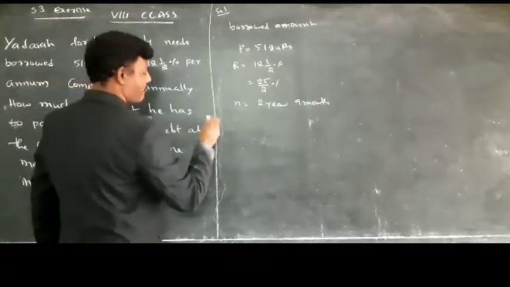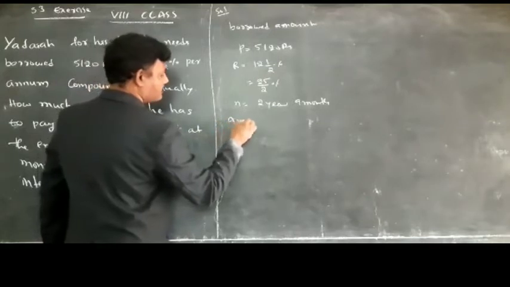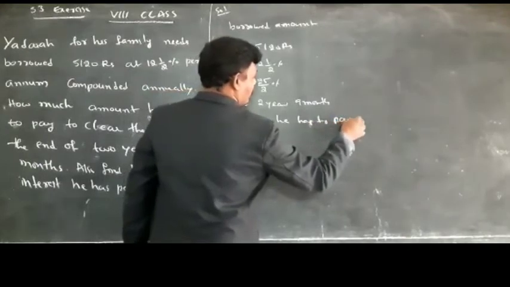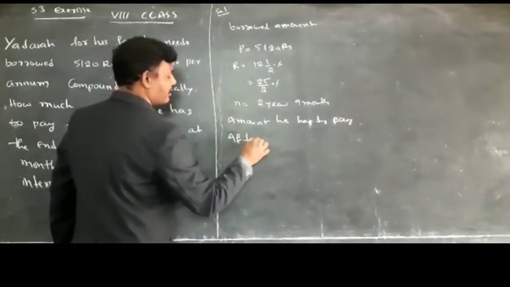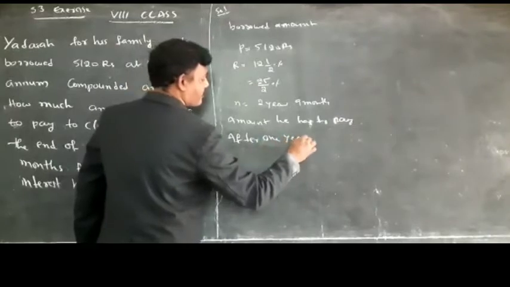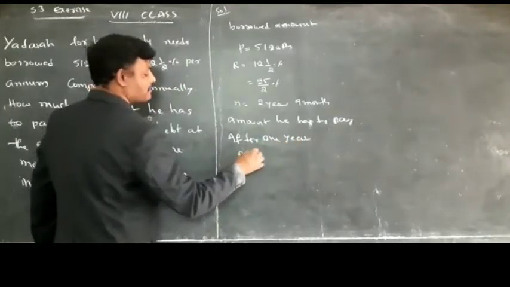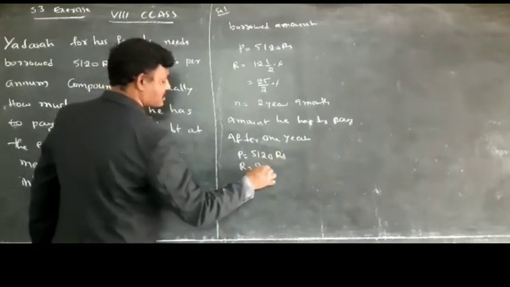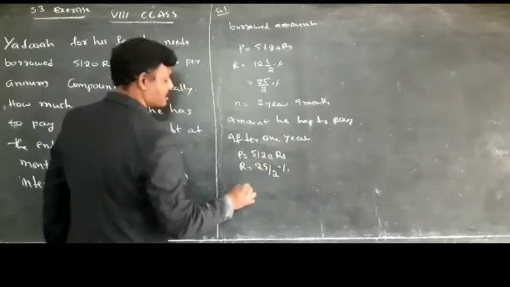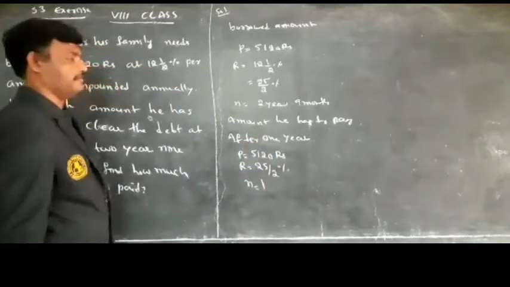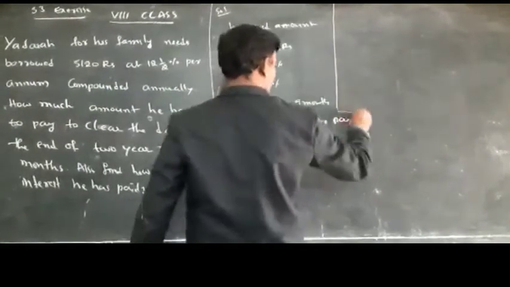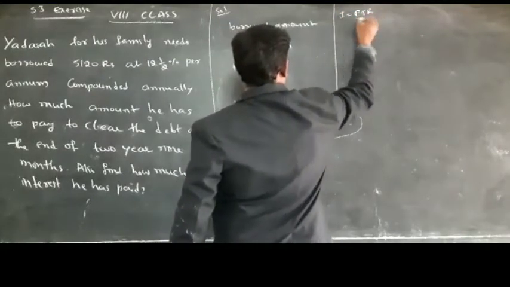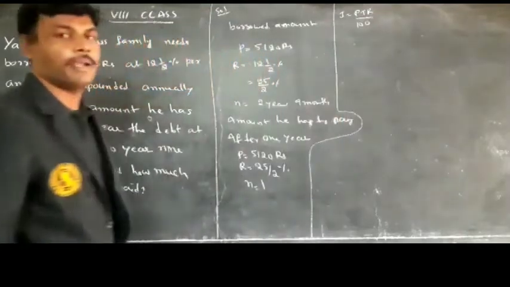See here, the amount he has to pay after 1 year. After 1 year means principal amount 5,120 rupees and rate of interest 25/2%. And n is equal to 1. First, I is equal to PTR by 100. We can use this formula or that formula. Both formulas we can use.